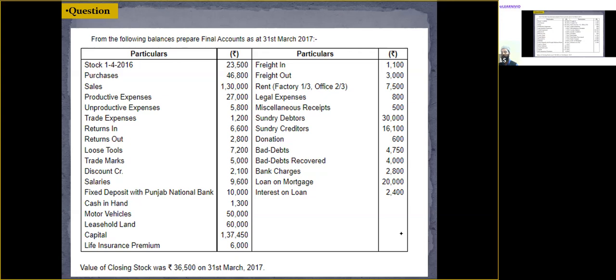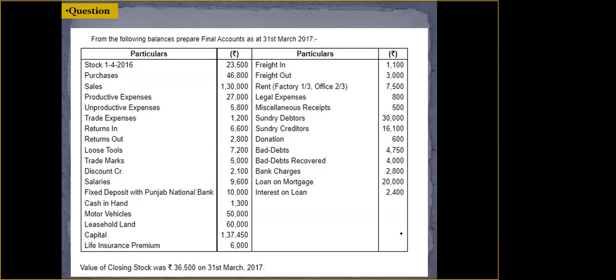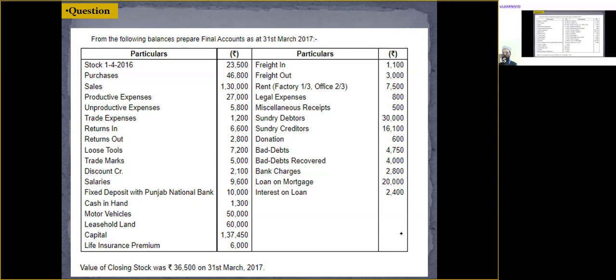Then we have bad debts recovered. So bad debt recovered are what? Bad debt recovered are just opposite of bad debts. Since bad debt is a loss, bad debt recovered is a revenue. It is a kind of income. It is a kind of gain. So bad debt recovered 4,000 should be recorded in the profit and loss account on the credit side. Everyone clear about this? Alexander, Ahmad. Yes, sir. So please write it down in the profit and loss account, 4,000 on the credit side.